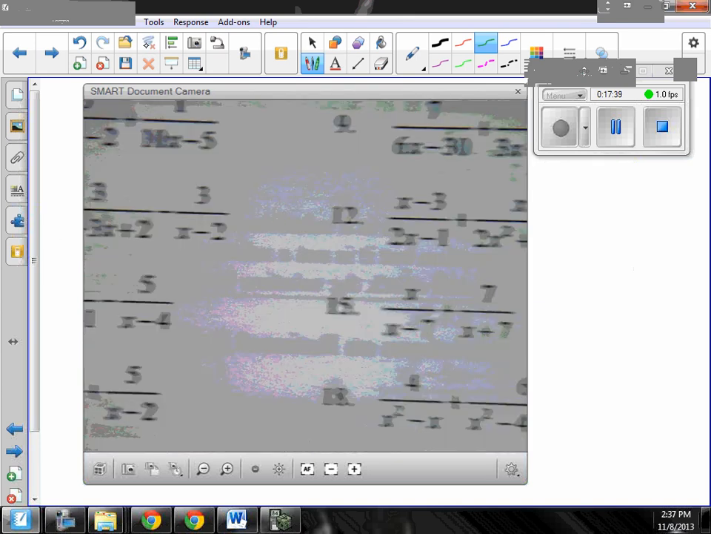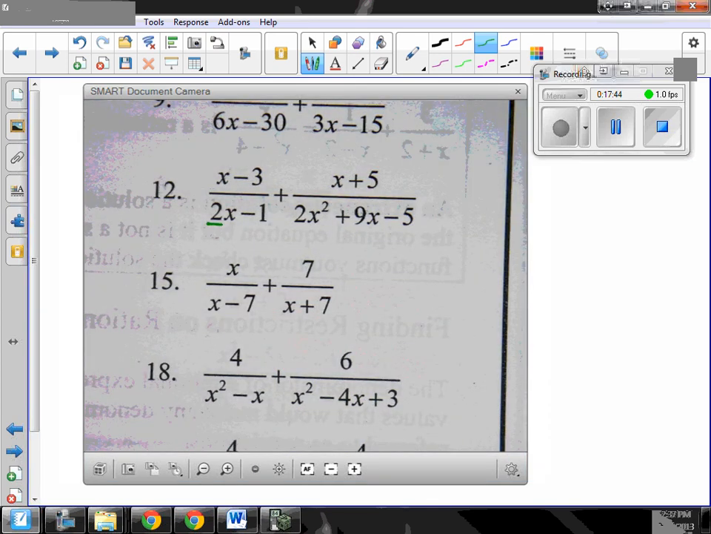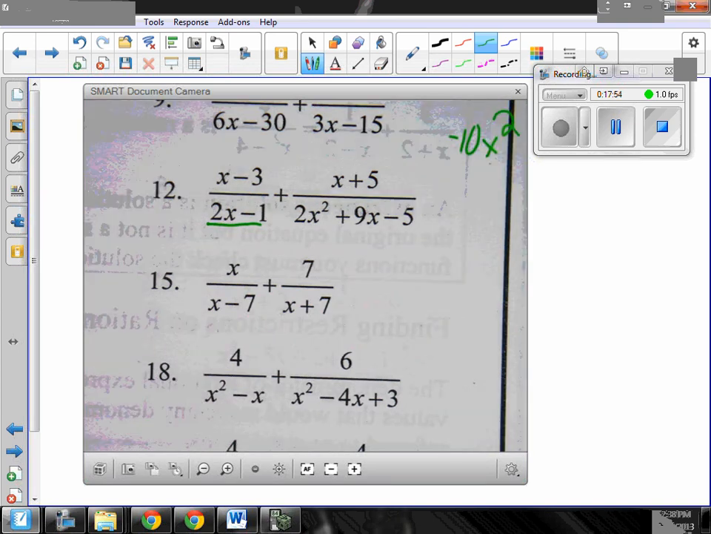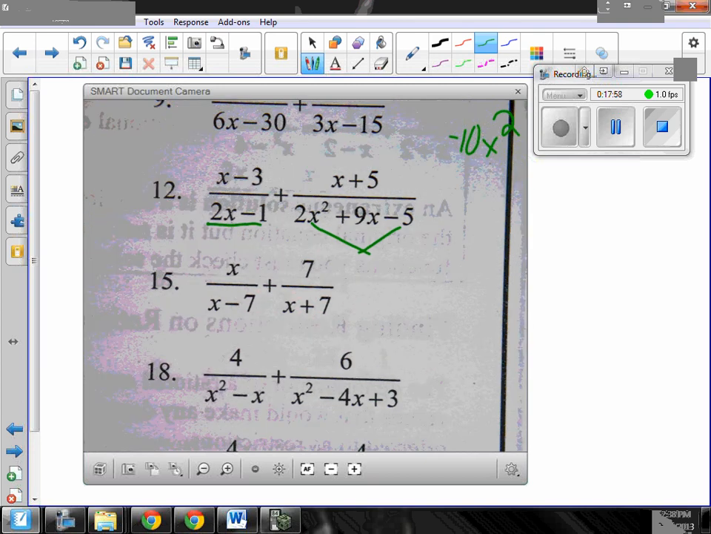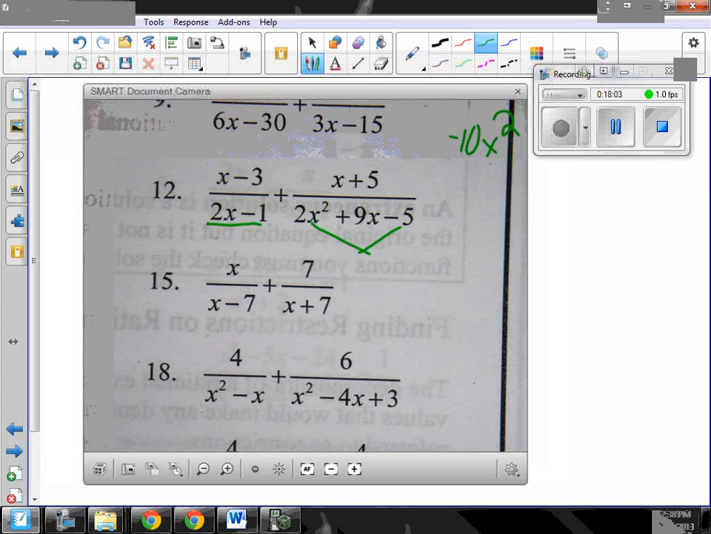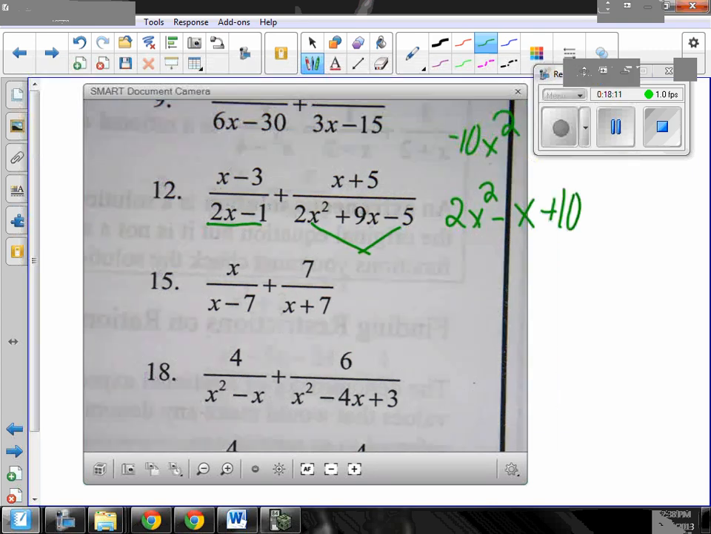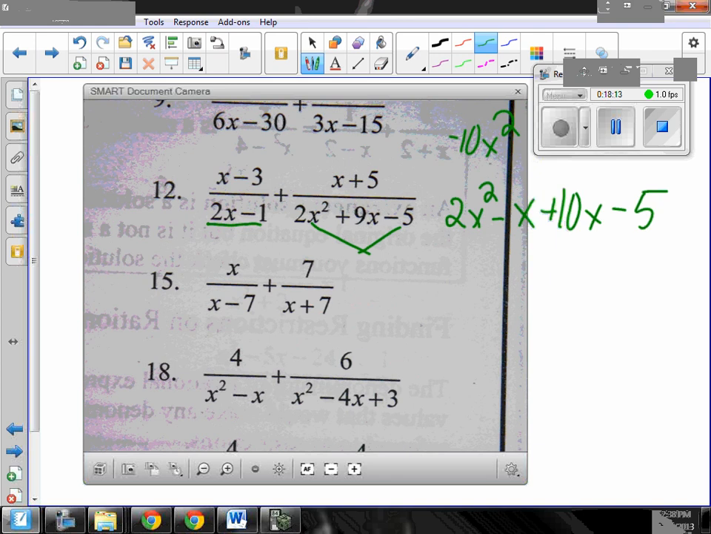Let's do 12. So the first one does not factor. The second one, we need to factor the hard way. 2x squared times negative 5 is negative 10x squared, so I multiply these together. Are there factors of negative 10 that add to be 9? 10 and negative 1. So I'm going to rewrite 2x squared minus 1x plus 10x minus 5. Group.